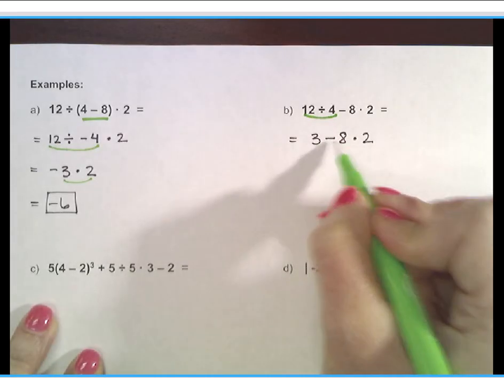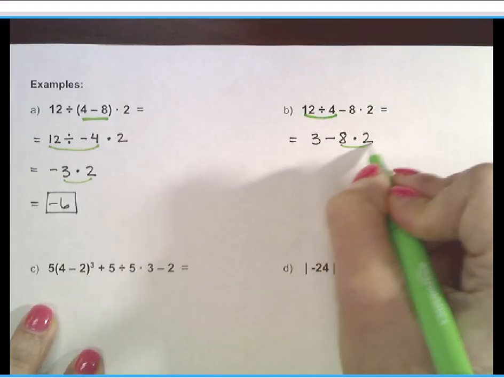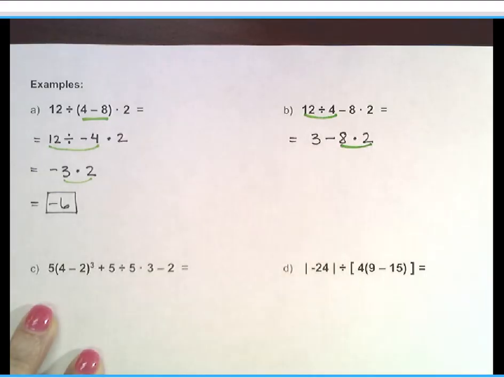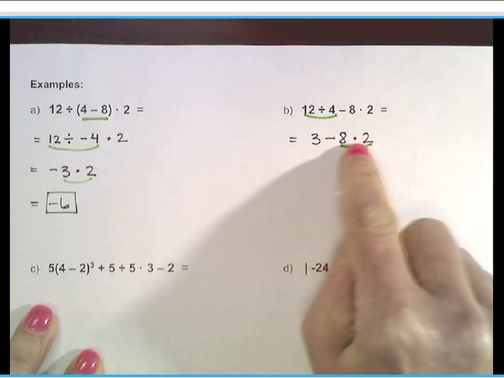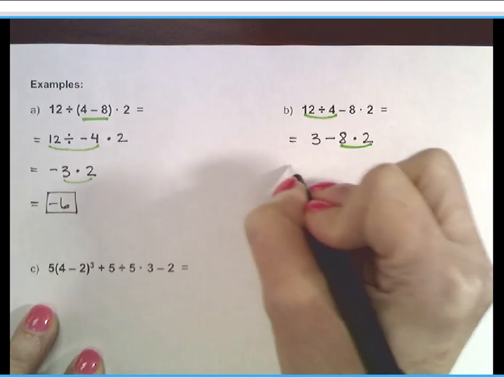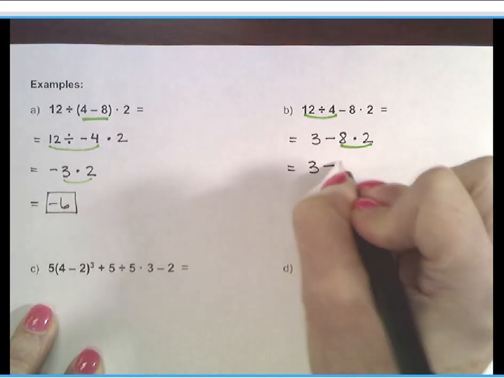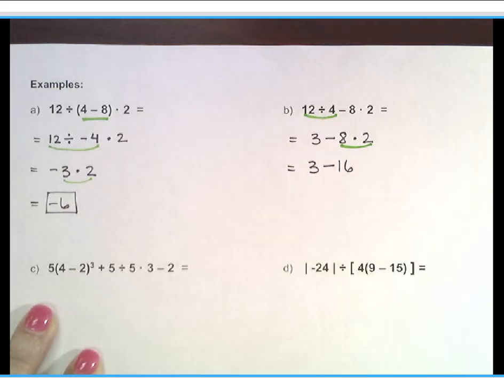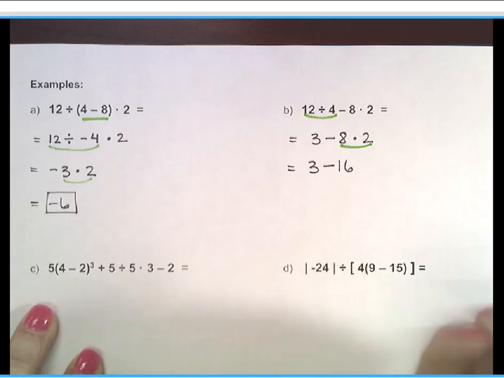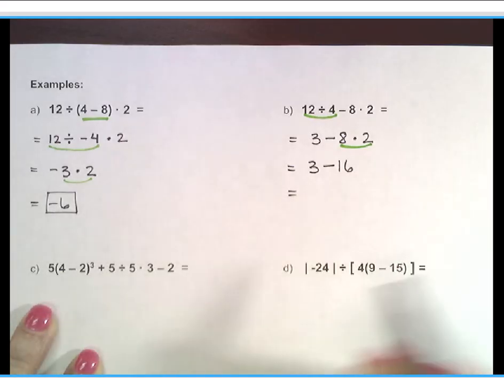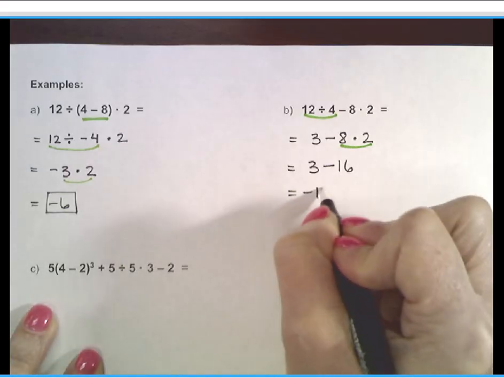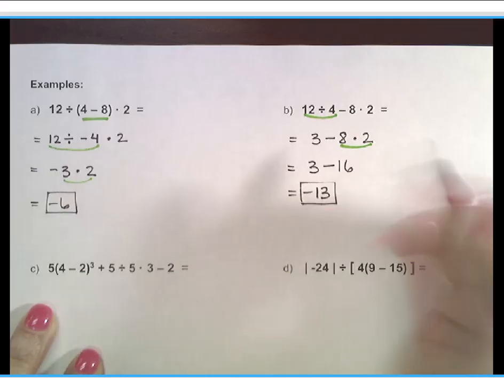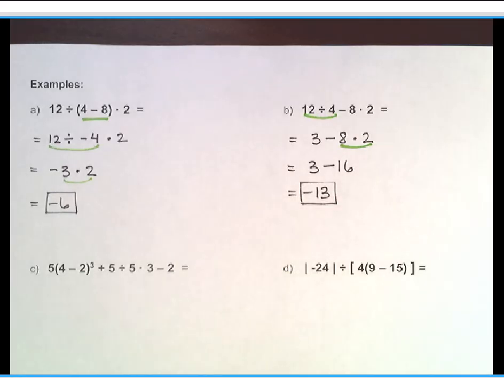Now I have a subtraction and I have a multiplication. You got to handle your multiplication first. You can think of that as negative 8 times 2, or you can just think of it as 8 times 2 with a negative in the front. Either way, it's going to be 3 minus 16. And then see, now all we're left with is just subtraction at the end. If you're at 3 on a number line and you subtract 16, you end up at negative 13.